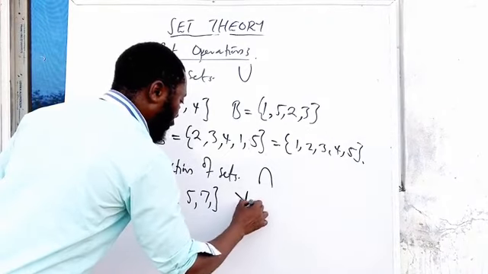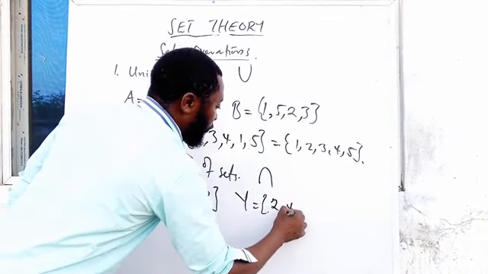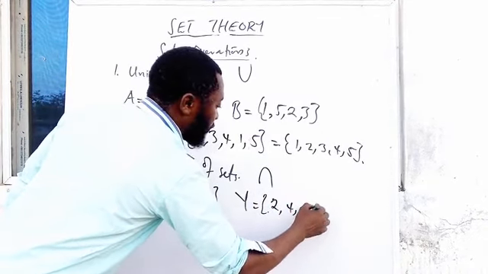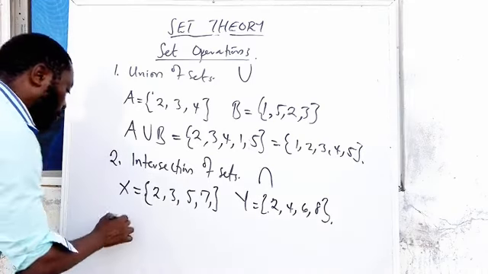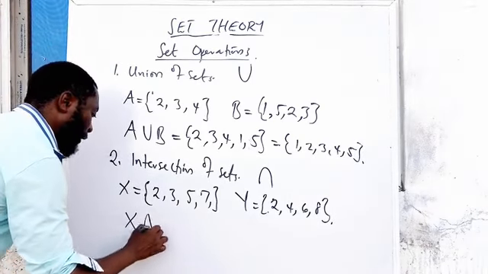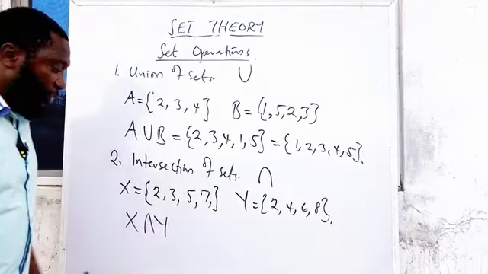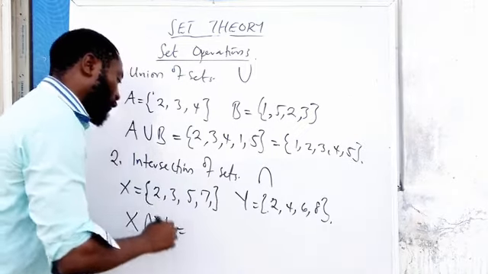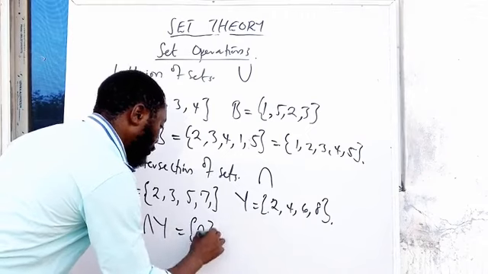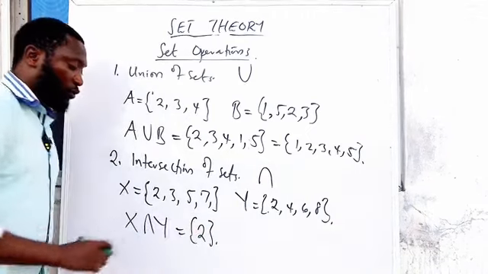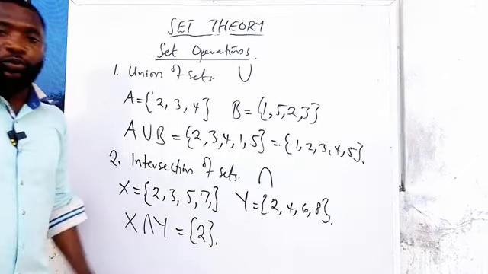Let's say we have set Y as even numbers: 2, 4, 6, 8. Let's stop here. Now, what is common to X and Y? That is intersection. What is common to these two sets? What is common to both is just 2. 2 is common to both. Since 2 is common to both, the intersection of X and Y is 2.